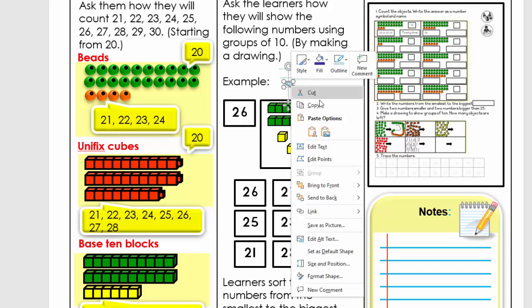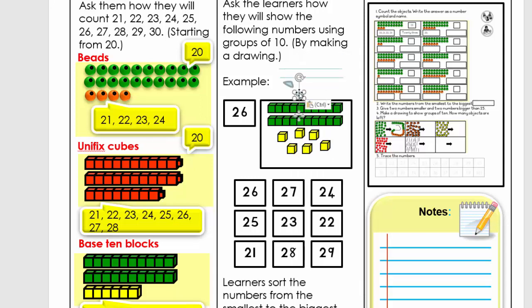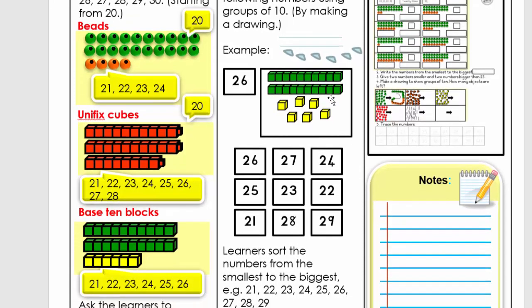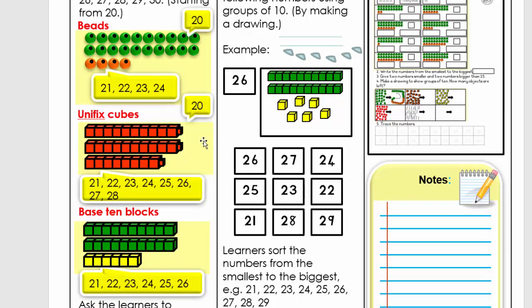And then what we can do is we can then just draw the individual counters. So there we got 1, 2, 3, 4, 5, 6. So what we want the children to do is to make a representation of 26. So we can say 10, 20, 21, 22, 23, 24, 25, 26. Please don't try to make perfect drawings. It's just to understand that we work in bundles or groups of 10.